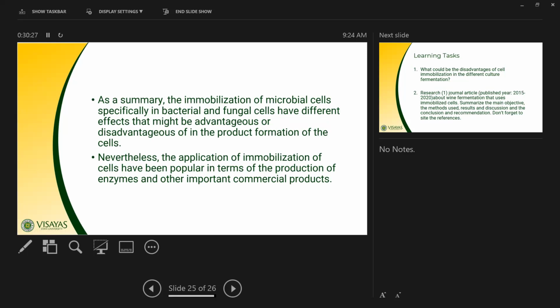So you have to read a lot of articles if you are deciding to do an immobilization experiment. Then you have to test the performance of the microorganisms in the particular immobilization technique. Nevertheless, the application of cell immobilization has been popular in the production of enzymes and other important commercial products. Okay, that would be all, class.